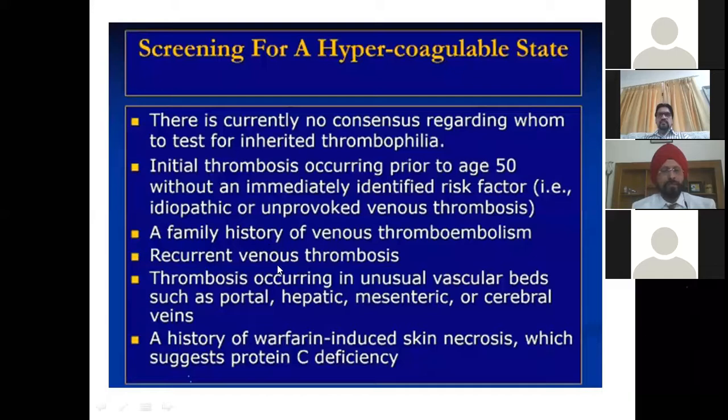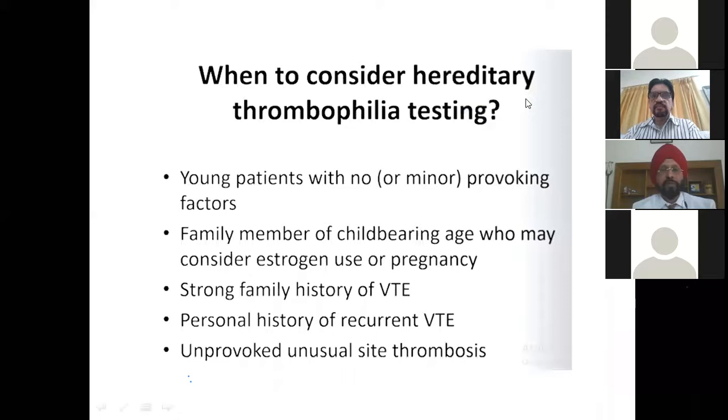So if it's a young patient, he's had a recurrent pulmonary embolism, or one finding which has been noted is that if you're giving him vitamin K, especially warfarin, and he gets a skin necrosis, it suggests strongly that there's a protein C deficiency. So you should look for it. This is a finding which has been noted. So when to consider testing? Young patient, family members, strong family history, recurrent pulmonary embolism.